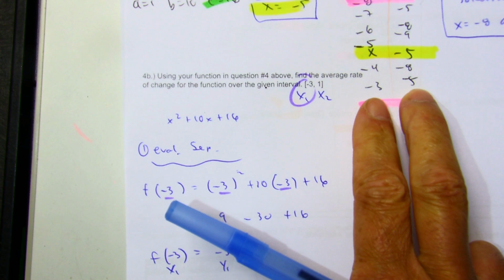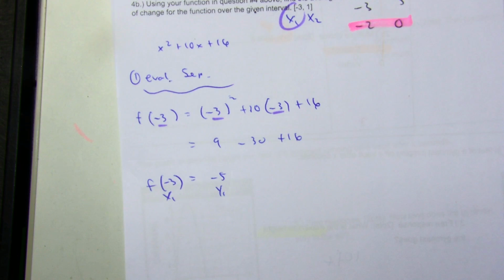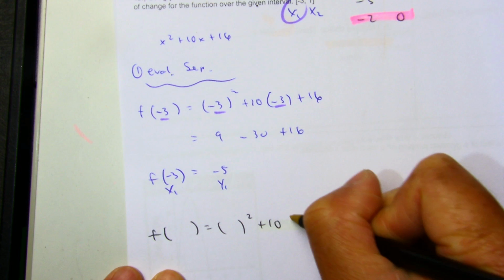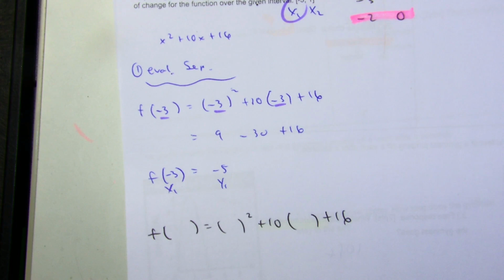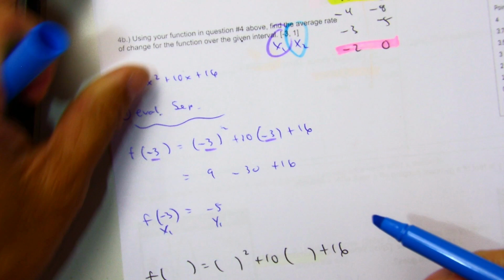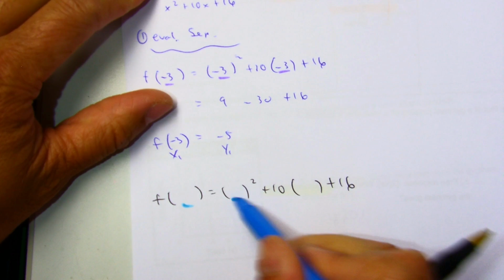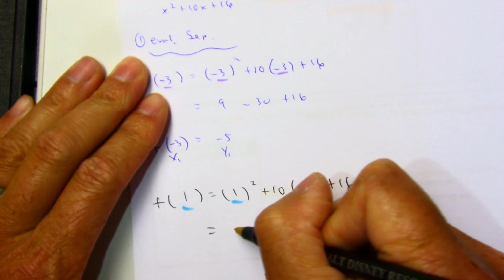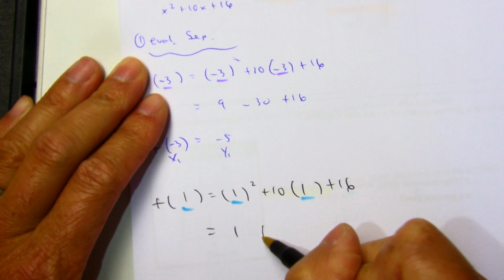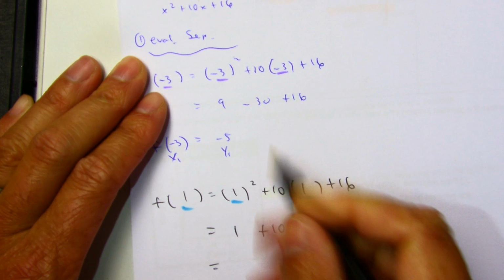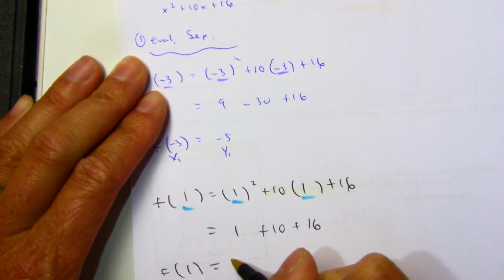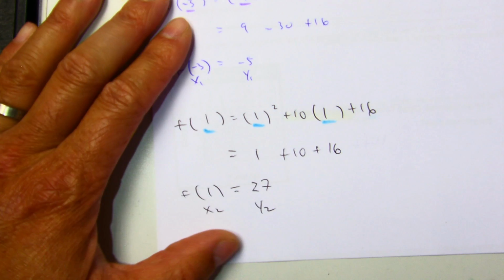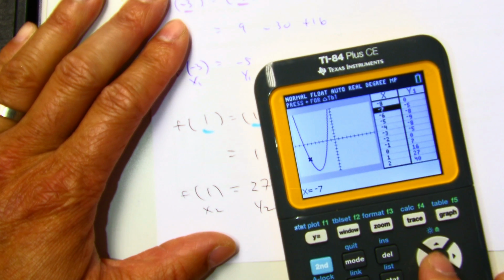Let's try the next one. F of, blue. X2 is going to be 1. Put it in there. Simplify it. 1 squared is 1. And to check this number, scroll all the way down to 1, and there it is, that point inside.